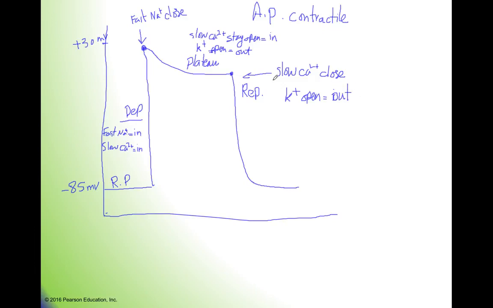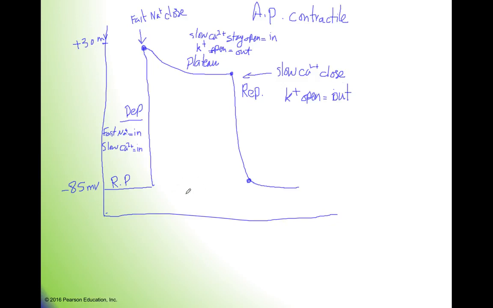And moving potassium out of the cell means that you're losing positive charge, so you're going back to the resting potential. So this change that you see right here, going back from around positive 30 to around negative 85, happens because you're closing up your calcium channels and you are opening or keeping your potassium channels open, allowing the potassium to leak out.